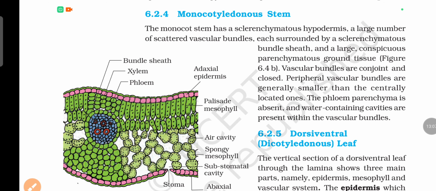Monocotyledon stem. The monocot stem has a sclerenchymatous hypodermis, a large number of scattered vascular bundles, each surrounded by a sclerenchymatous bundle sheath, and a large conspicuous parenchymatous ground tissue. Vascular bundles are conjoined and closed. Peripheral vascular bundles are generally smaller than the centrally located ones. The phloem parenchyma is absent and water containing cavities are present within the vascular bundles.